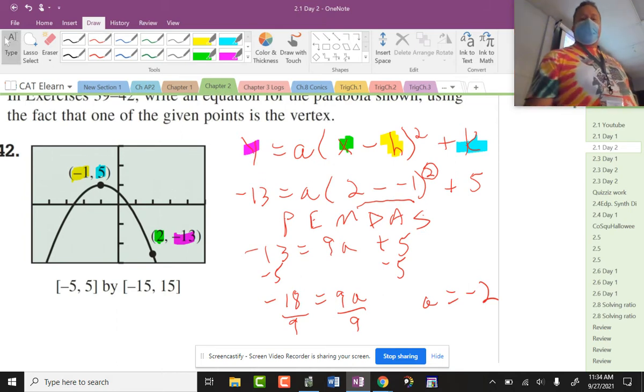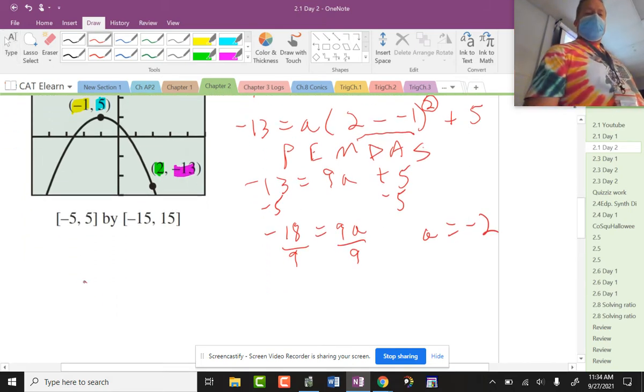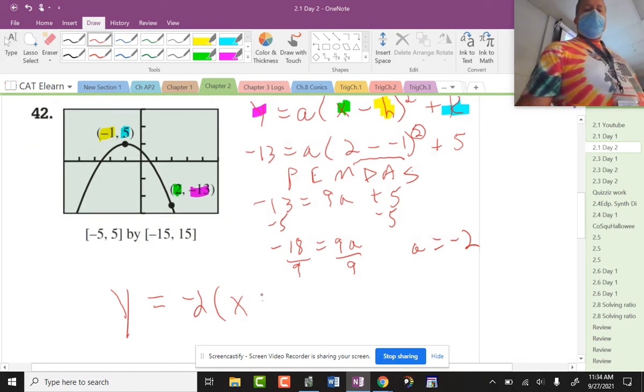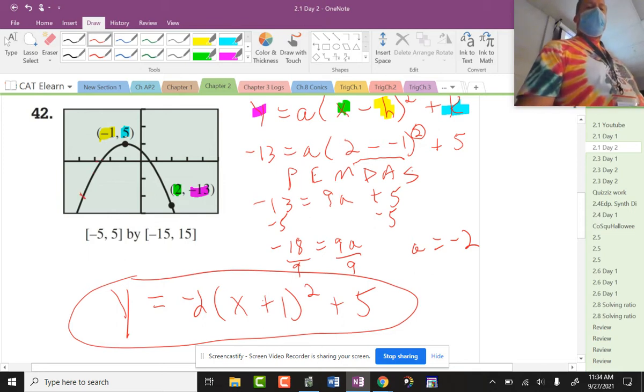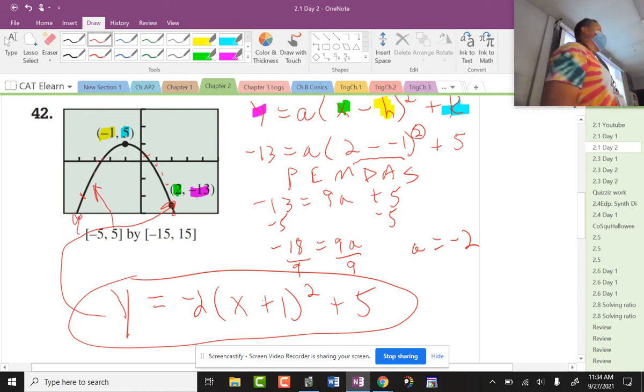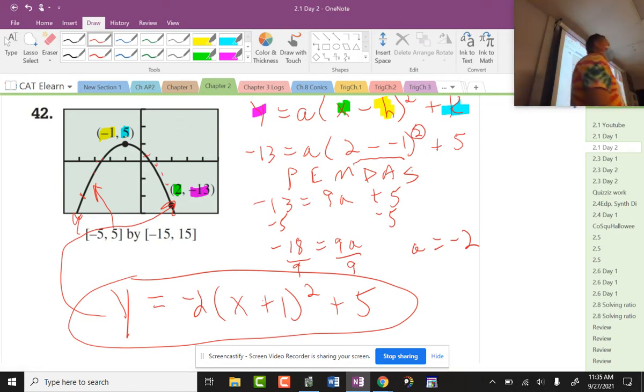But that's not the final answer. The final answer is bring back the Y, put the A in, and then bring back the vertex. And then why do we have the X and Y back? Because there's an infinite amount of coordinates. All of these are created by this equation. I know I have that one point, but then there's an infinite amount. But how many vertexes are there for this one parabola? 1. That's why the vertex must come back for the equation.